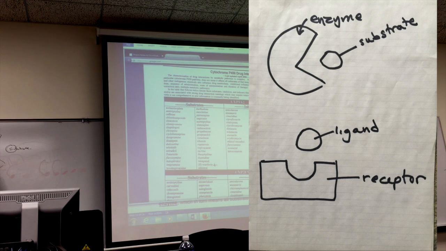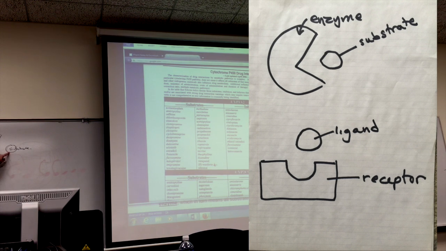So somebody was asking me earlier this week, very confused about the idea of a substrate and a ligand, an enzyme and a receptor. So an enzyme breaks down a substrate, and a ligand binds a receptor. Sorry, I'm taking a little bit of a side quest here to make sure I have this right.